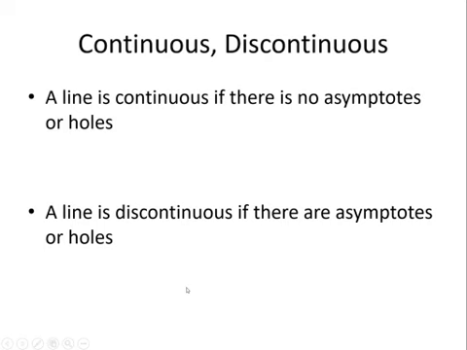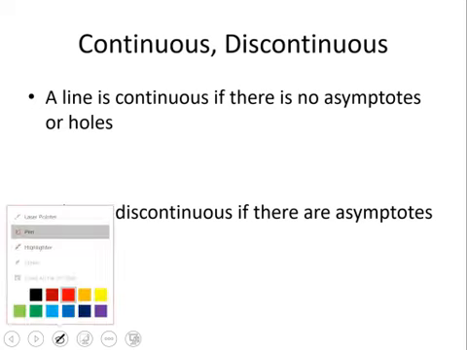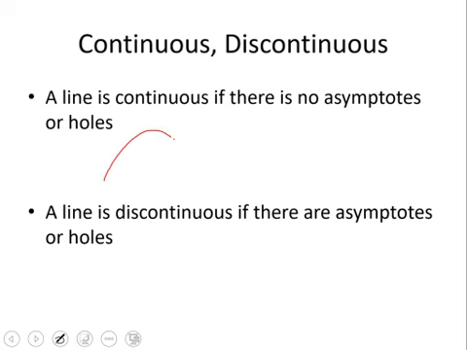All right, so continuous and discontinuous. With these piecewise functions, we have to look out for what are called continuous and discontinuous graphs. A continuous function or graph is a graph that has no holes or asymptotes. So if it's a nice, smooth transition from the previous one to another, that would be a continuous graph. Yes, it does change, but it's still continuous. There are no jumps in it.